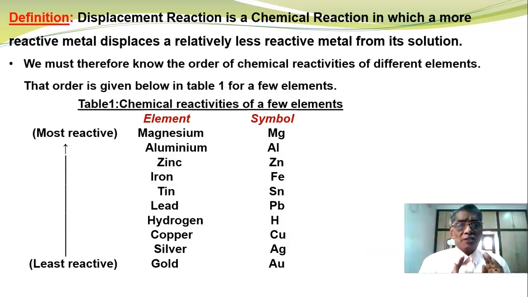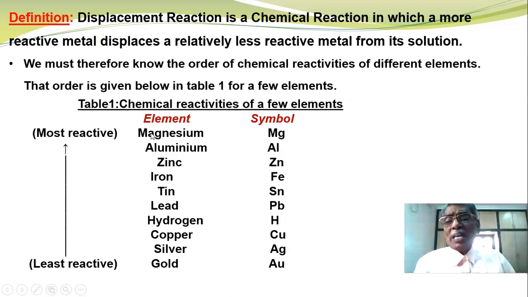Displacement reaction is a chemical reaction in which a more reactive metal displaces a relatively less reactive metal from its solution. We must therefore know the order of chemical reactivities of different elements. That order is given below in table 1 for a few elements. See here, chemical reactivities of a few elements.